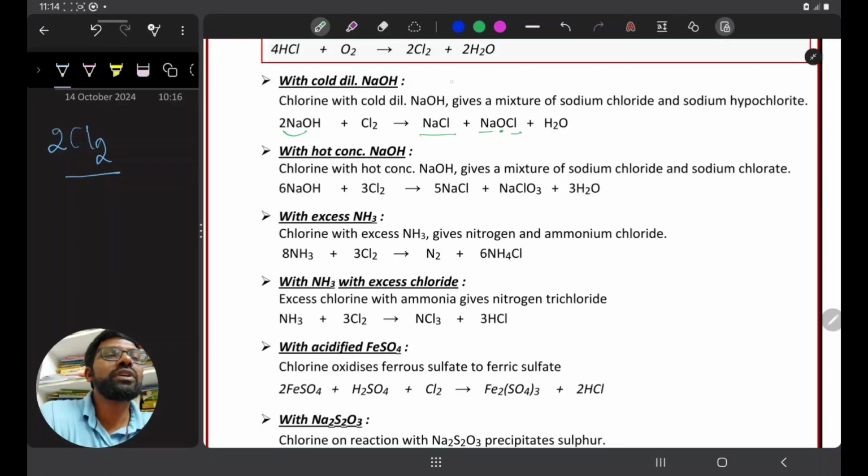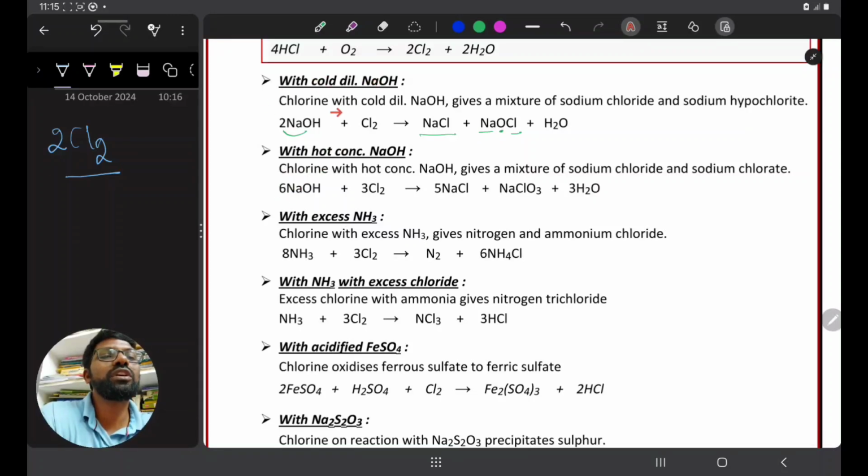If you can understand this reaction, the next reaction is super easy. See here how chlorine reacts with hot concentrated sodium hydroxide. Chlorine reacts with hot concentrated NaOH and gives a mixture of sodium chloride and sodium chlorate: sodium chloride NaCl, sodium chlorate NaClO3. See here, how do we get these reactants, and how do we compare these first and second reactions?